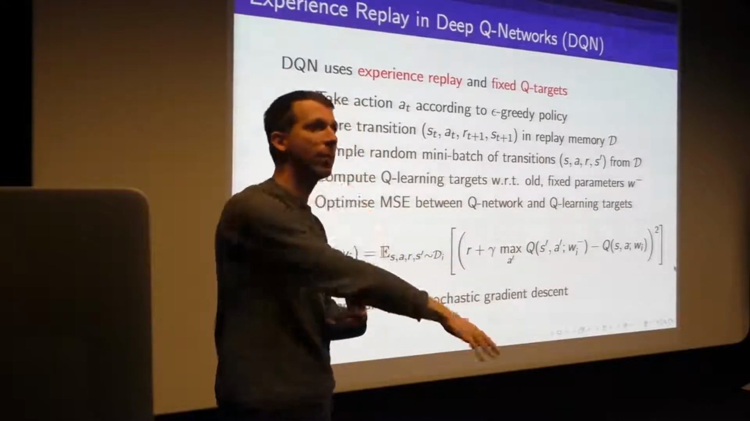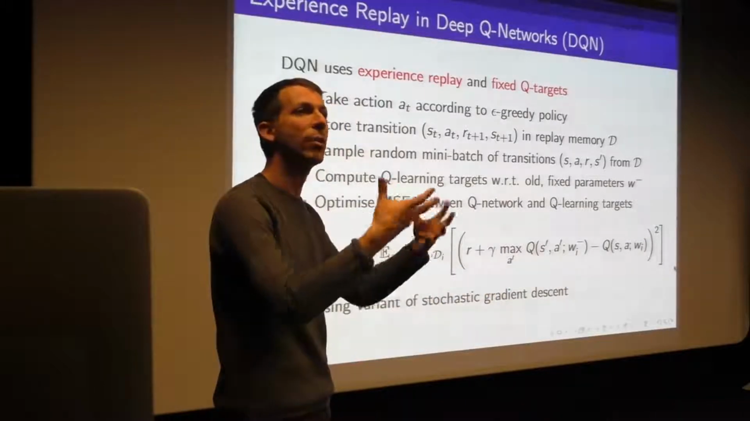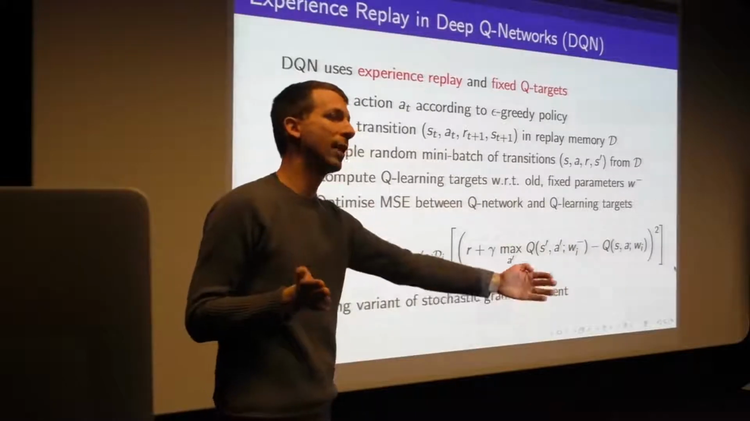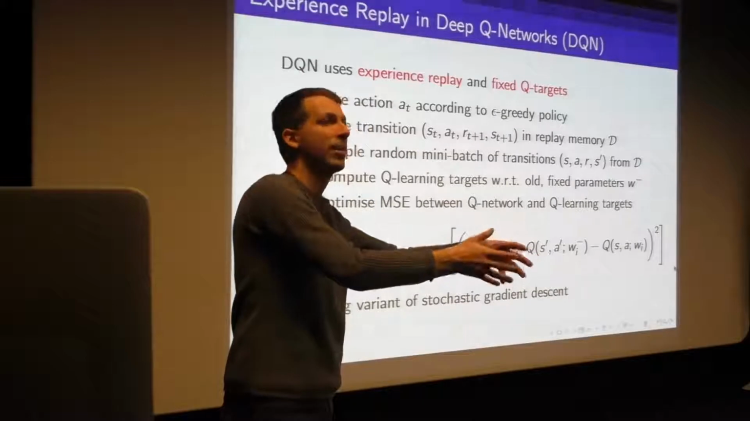You essentially are then doing supervised learning towards these targets. Your targets are frozen for a while. This is also called fitted Q iteration, this idea. You freeze your targets, you update towards those targets, and then you switch: your old targets become your new targets.